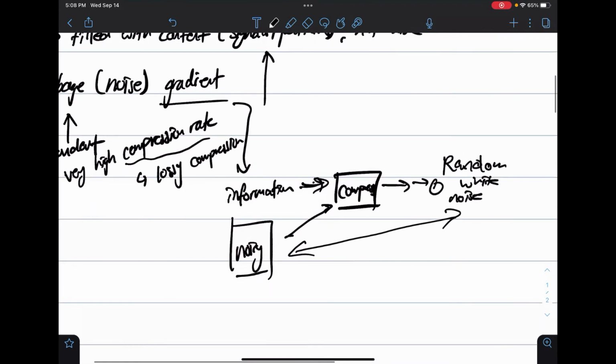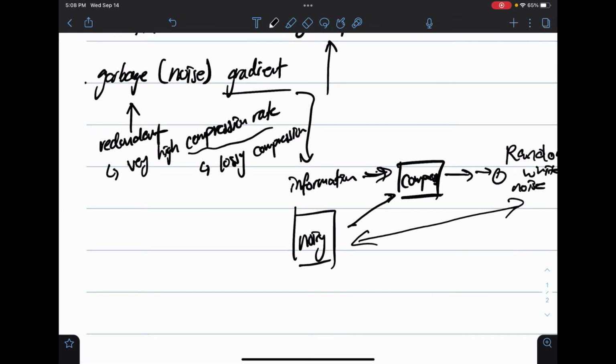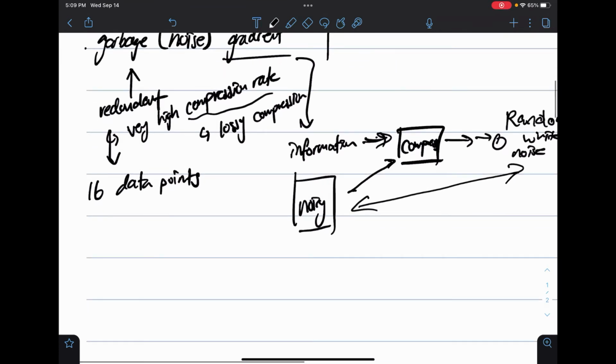So this is where we take a look at redundancy and why the higher the compression rate, the more garbage the gradients are. Let's say you have a batch of 16 data points fed into the neural network, but half of them are redundant, so they're the same data points. What would that lead to?